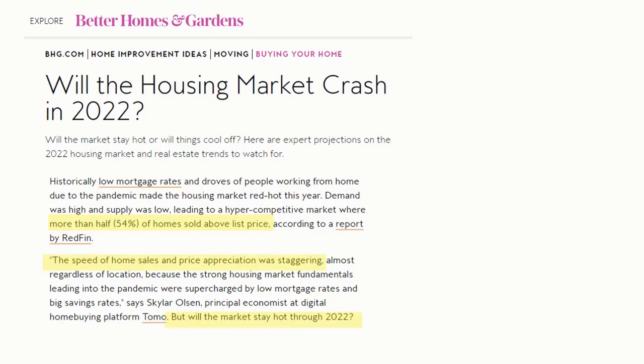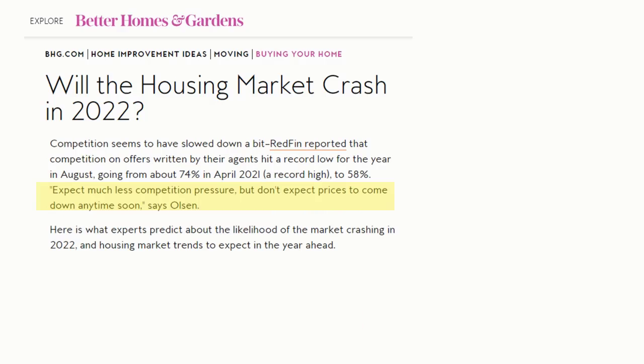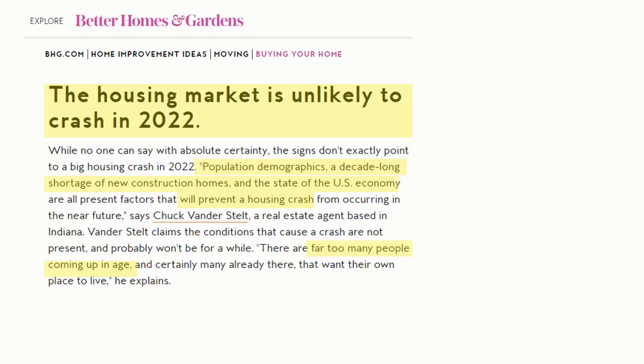What they are anticipating is what's going to happen. And the question is, will the market stay hot through 2022? And the article goes on to talk about, because of the rise in interest rates, we can expect less competition, so less pressure. But we don't expect prices to come down anytime soon, because it gets into supply and demand. And the article goes on to talk about how the housing market is unlikely to crash in 2022.